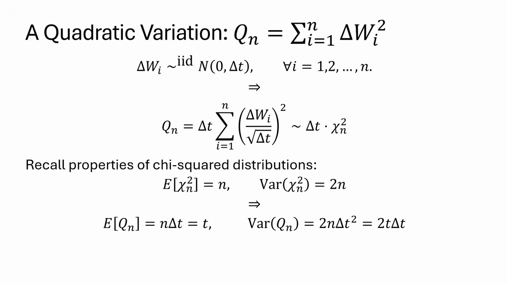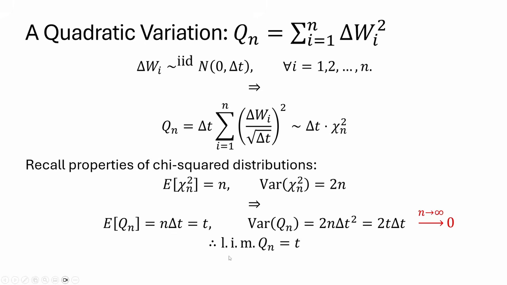which is 2t Δt. As we can see, the expected value of Qn is independent of n, and the variance of Qn, which is linear in Δt, tends to 0 as n tends to infinity. So this means the mean square limit of Qn is t.